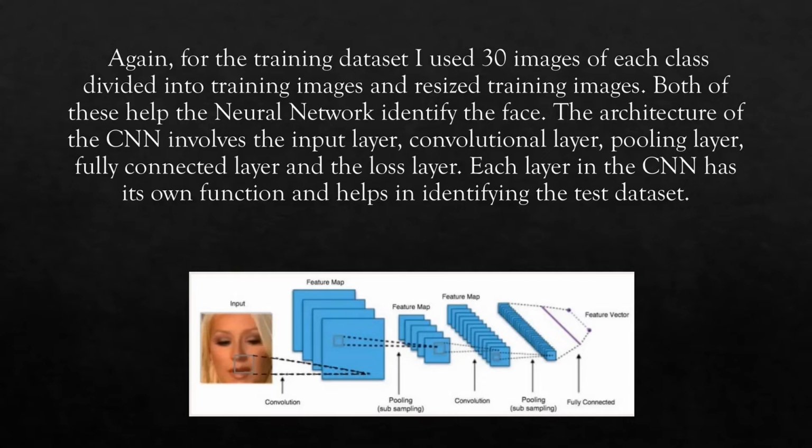The functionality of the pooling layer is that it helps reduce overfitting. This is a very important problem found in machine learning, where the model may try to fit itself to the training data, and this can cause a large amount of error on the test dataset. The fully connected layer is the feed-forward neural network, which helps in giving the output and classifying the images. So each layer in the CNN, like I said, has its own function and helps in identifying the dataset.